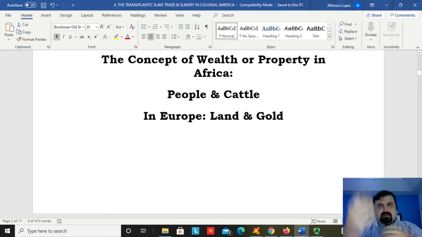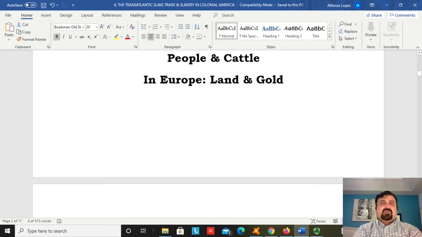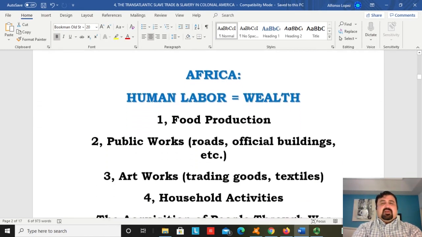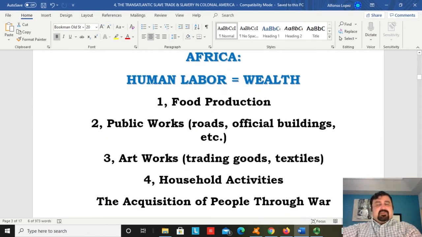So in Africa, therefore, people are considered a source of wealth precisely because, as I mentioned, of labor. Okay, so human labor equals wealth. Okay, the labor of humans. That is to say, in Africa, this is what makes an individual wealthy.